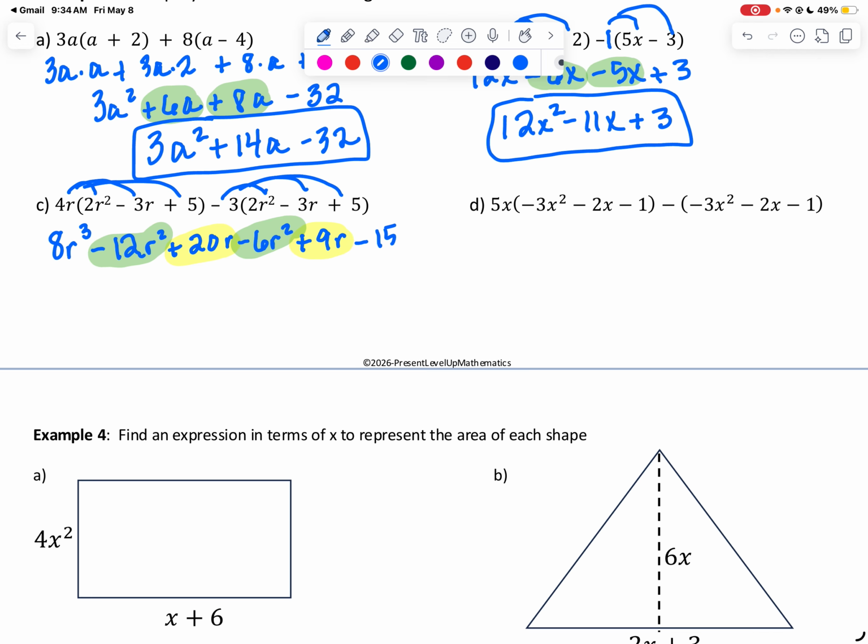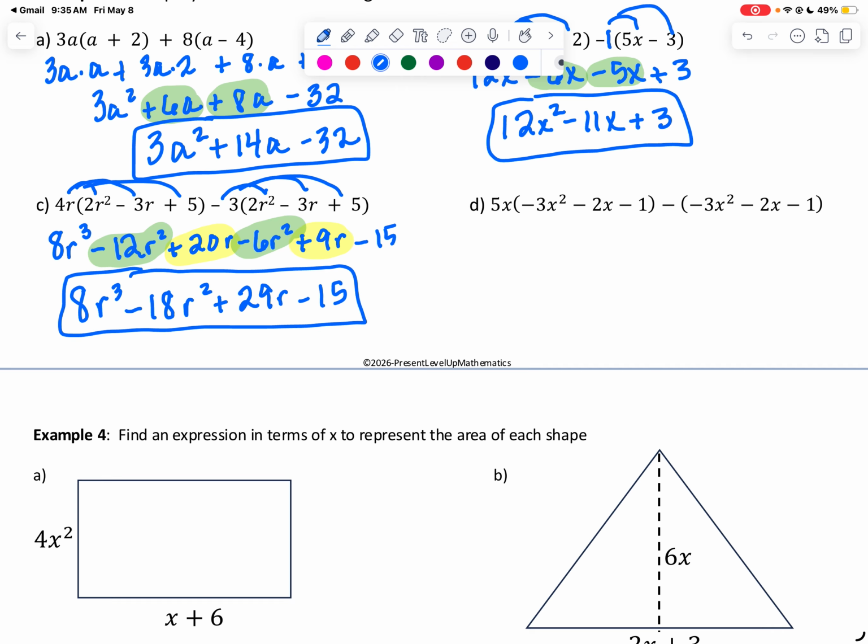All right, so to write my final answer, I would write down the 8r cubed, combine the negative 12 and the negative 6 to get negative 18r squared, combine the 20r with the 9r to get 29r, and then minus 15. And this is your final answer.